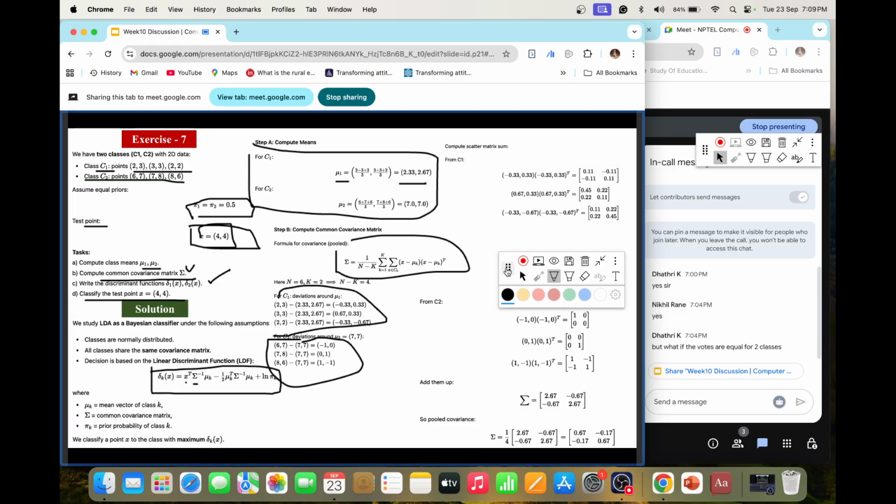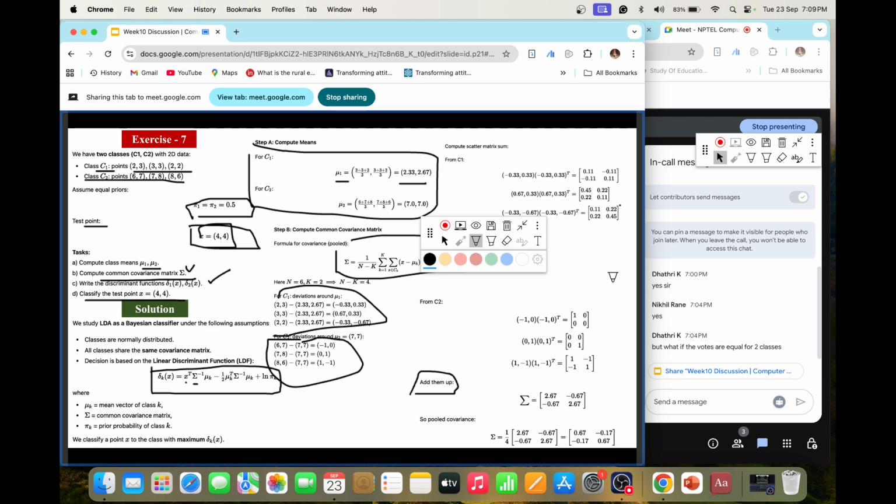After that, what you have to do? You have to calculate this part, that is (x minus μk) transpose. So you have your x minus μk, and then you take its transpose. You do this for all your data points, then sum all of these up and multiply by 1 by (n minus k). Here n is 6 and k is 2. By this you can get your covariance matrix. So part B is completed. After that, what you have to do?